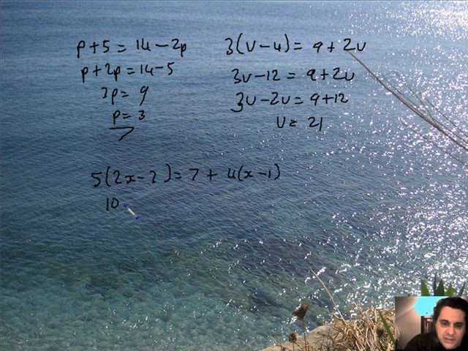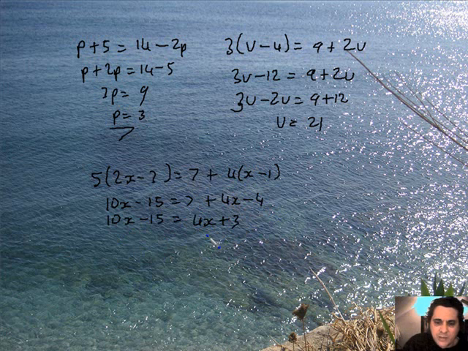Again, bust open the brackets. 10x minus 15 equals 7 plus 4 times x, 4x, 4 times minus 1, minus 4. Tidy it up a little bit. 10x minus 15 equals, well, 7 minus 4 is 3, isn't it? Put 4x there first, it's traditional. 7 take away 4 is plus 3.